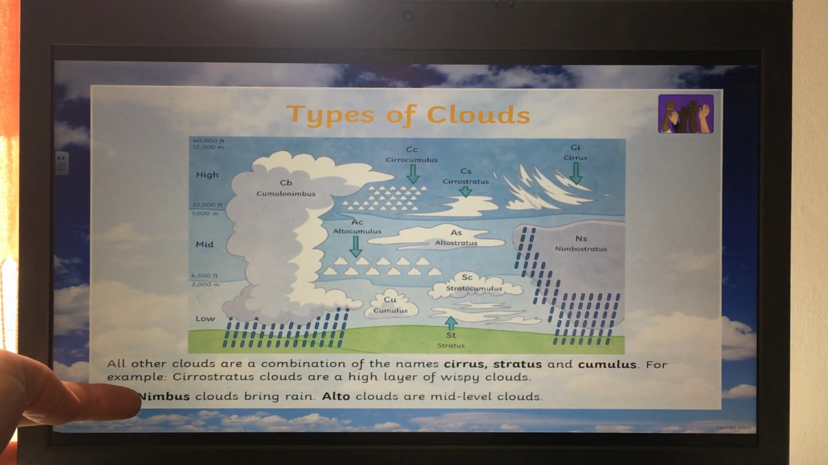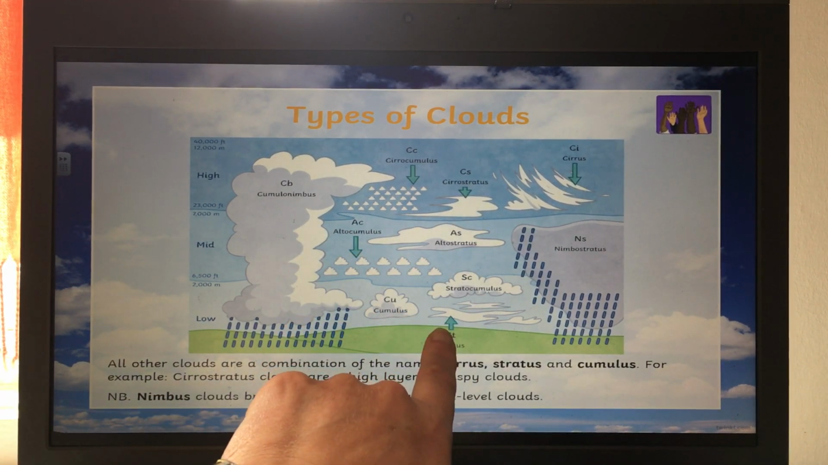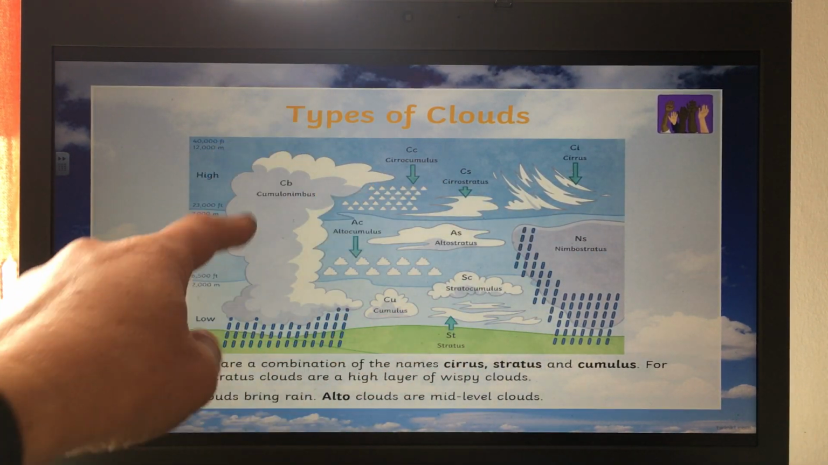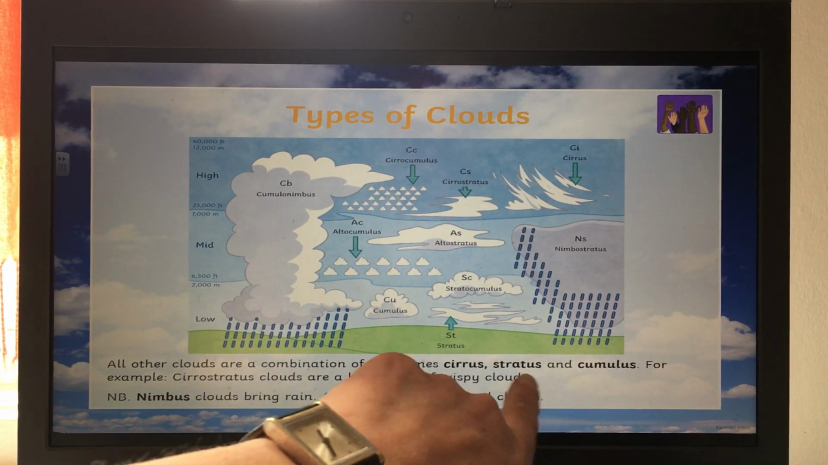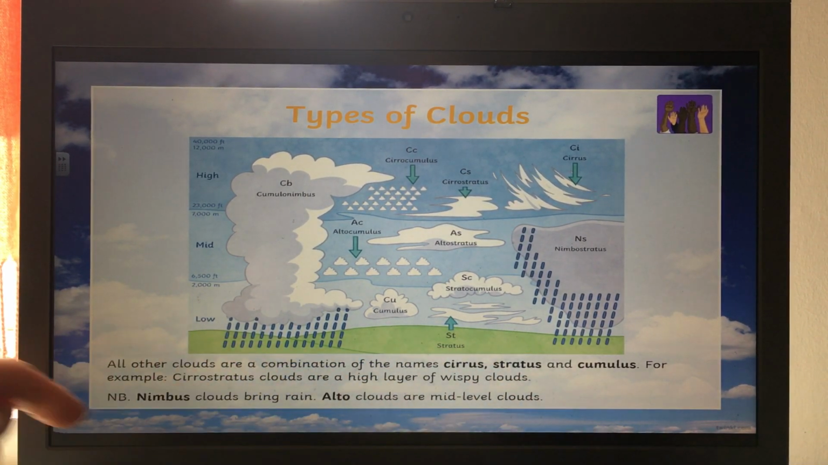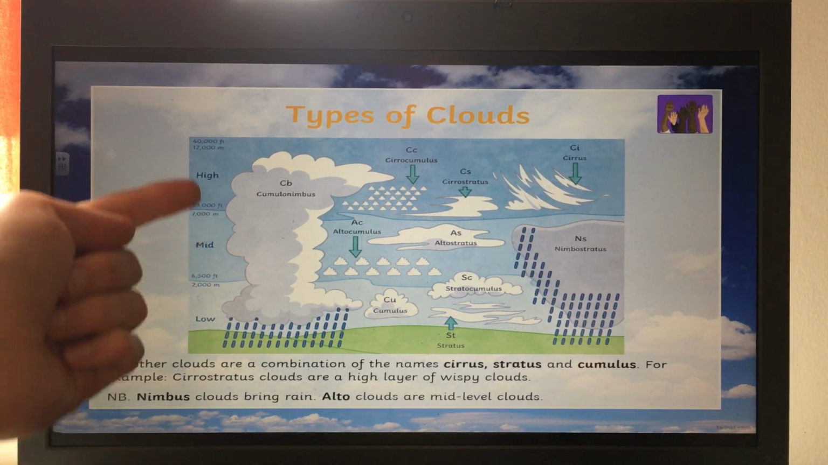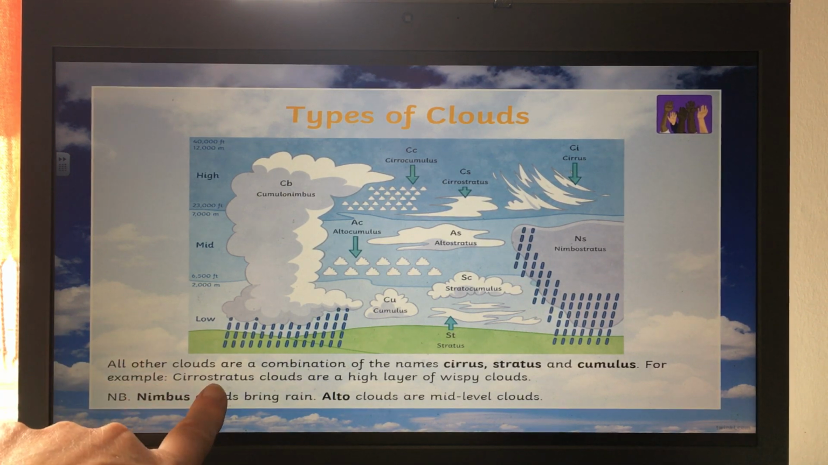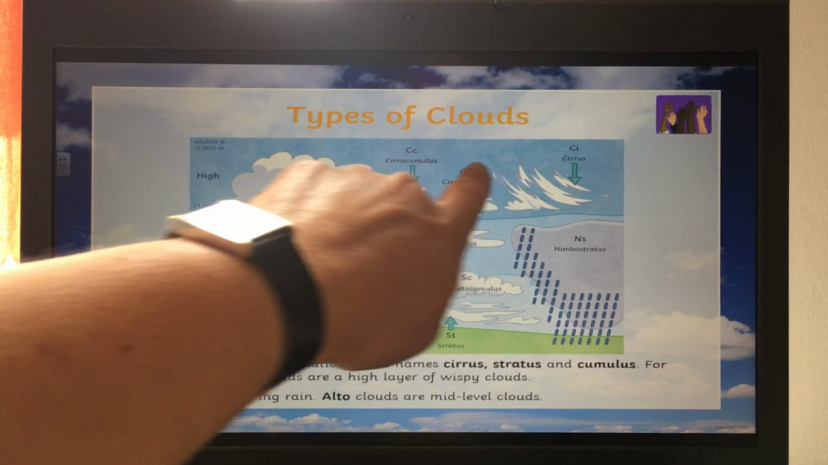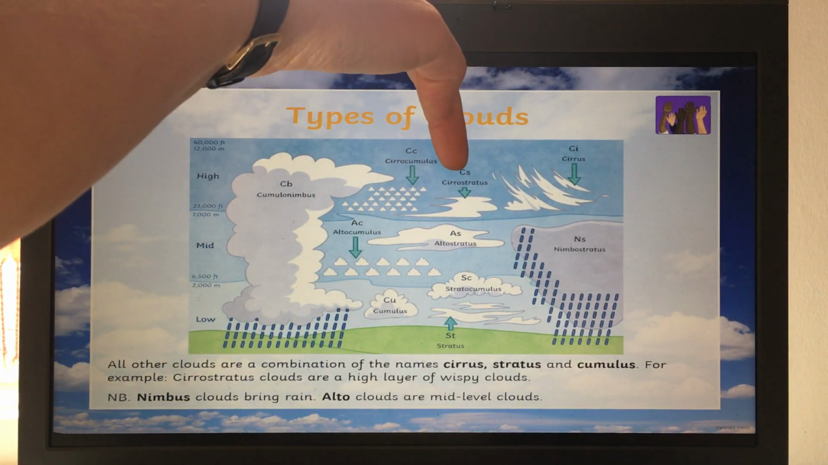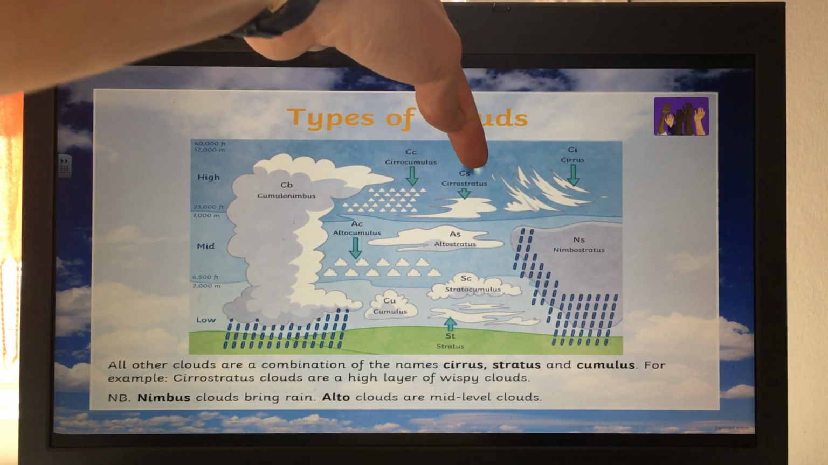Nimbus clouds bring rain, and what you'll find is that each of these subtypes of cloud, so the three main types plus these subtypes, are a combination of the names cirrus, stratus and cumulus, and they'll give an indication of how high they are within the troposphere. So, for example, cirrostratus clouds are a high layer, where are they? High layer of wispy clouds. Cirro being wispy, stratus being high.